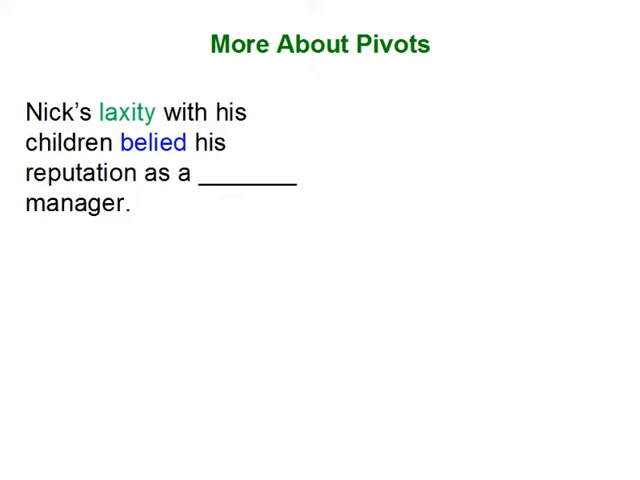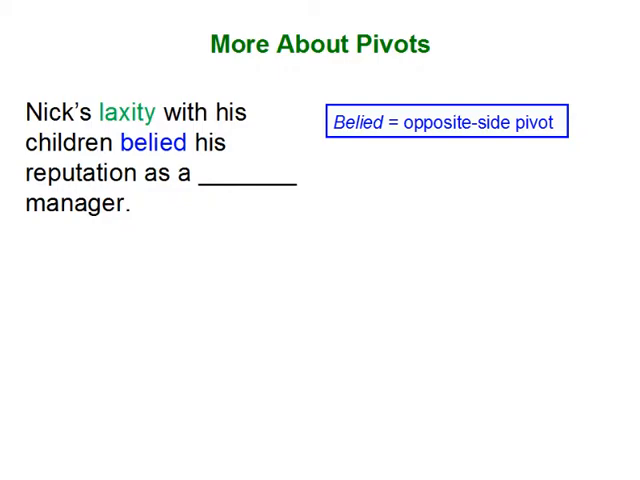So another thing about pivots is that, in addition to being sort of structural words like so, in addition, but, however, they can also come in the form of verbs. So in this sentence here, we have Nick's laxity belied something else. And if we can concretely identify this pivot, then we recognize that belied means it's the opposite. His charm belied the fact that he was really actually a jerk. So laxity belied something that's the opposite of laxity. So in that instance, we might think of something like being very strict.